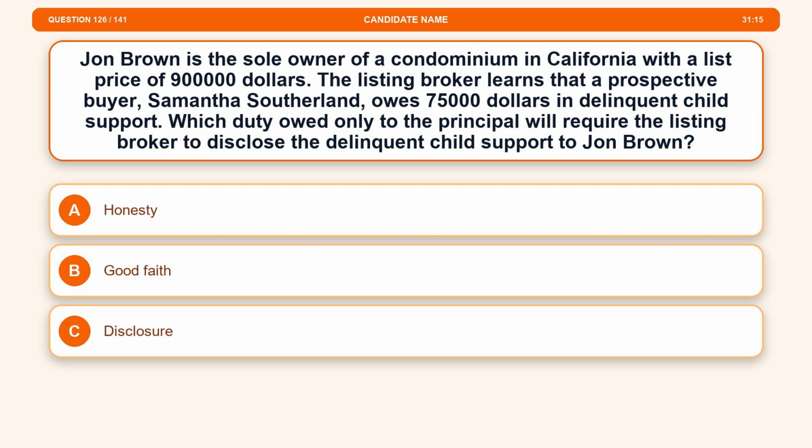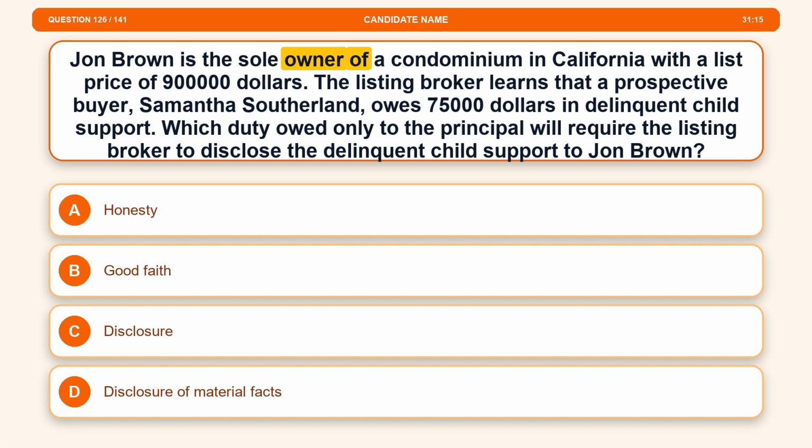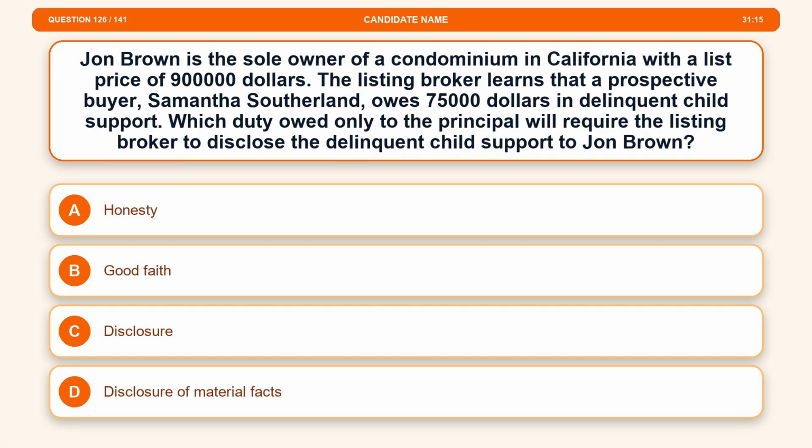Question 126. John Brown is the sole owner of a condominium in California with a list price of $900,000. The listing broker learns that a prospective buyer, Samantha Sutherland, owes $75,000 in delinquent child support. Which duty owed only to the principal will require the listing broker to disclose the delinquent child support to John Brown? Option A. Honesty. Option B. Good faith. Option C. Disclosure. Option D. Disclosure of material facts.